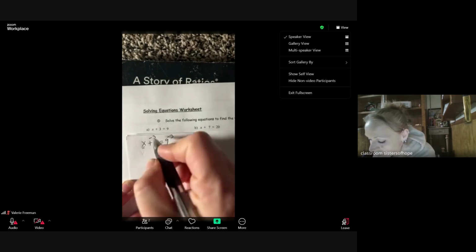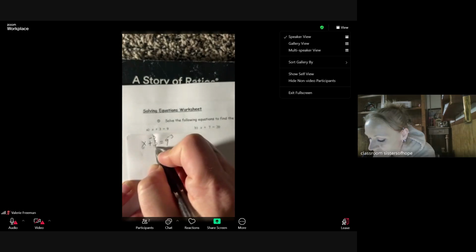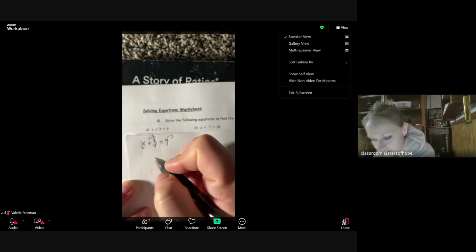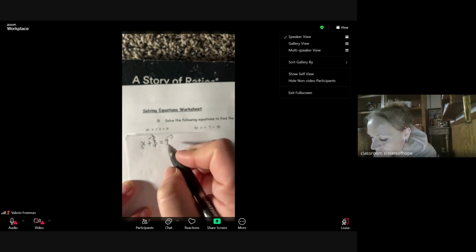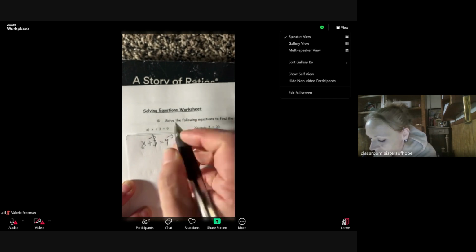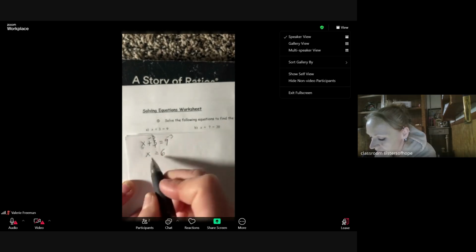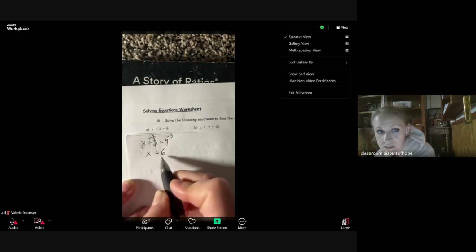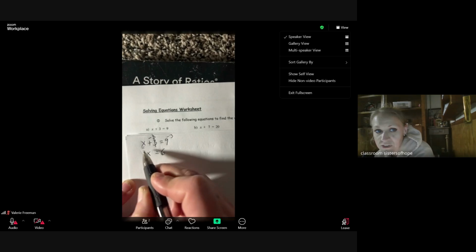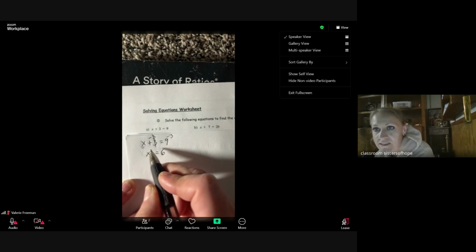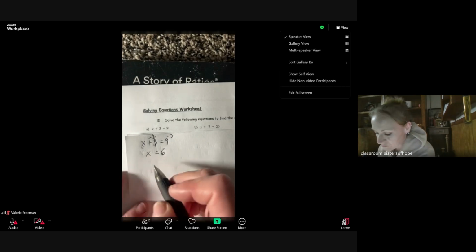So these two cancel each other out because you've got 3 of something and then you take away 3 of something. That leaves you with nothing. And then this one, 9 minus 3 is 6. So in this case, x is going to be 6. Now to double check it, we would just plug that 6 in the place of the x. 6 plus 3, does that give me 9? 6, 7, 8, 9. Yes, it does.